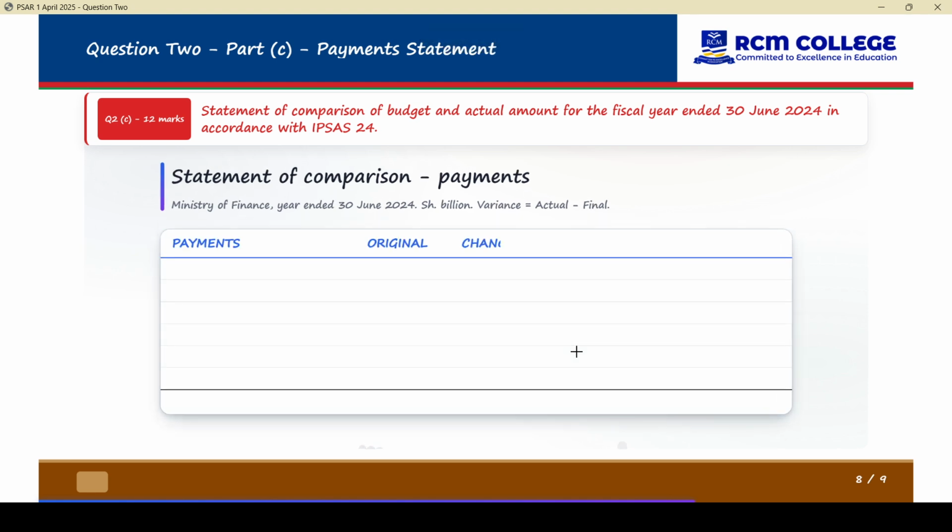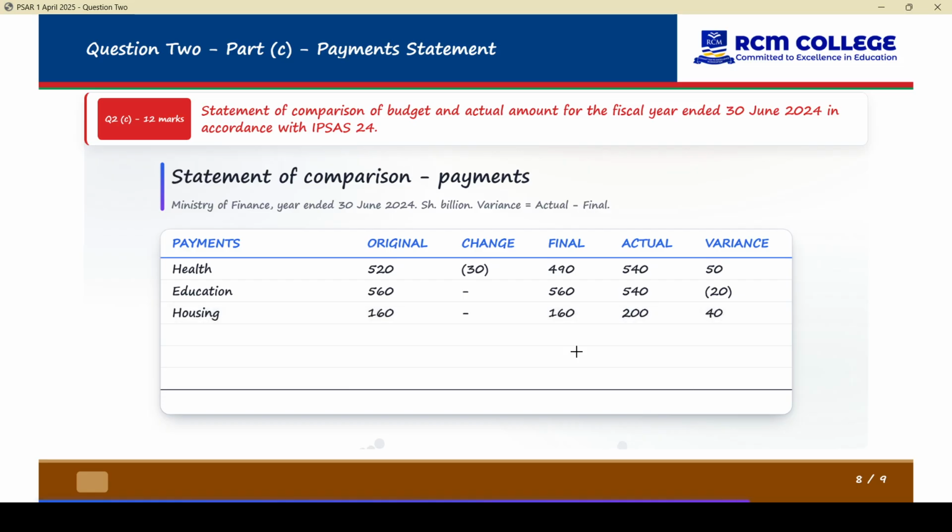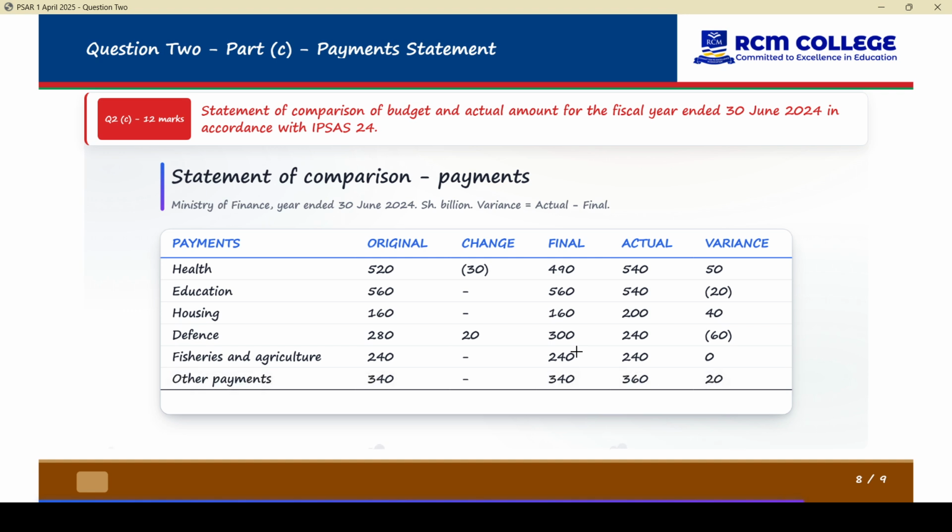So for payments, the same applies. Original, change, final, actual, and variance. So we start with health. Health, there is a change of minus 30. Education, there is no change. Housing, there is no change. Defense, they were given more money. 280 plus 20, that's 300 minus 240, that is a variance of 60. Fisheries, there is no change. Other payment, there's no change.